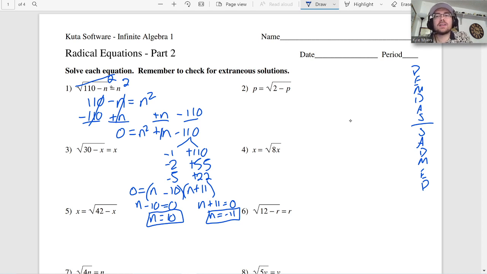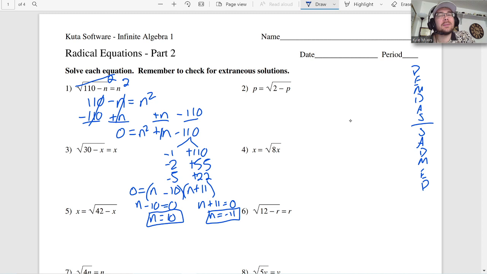So n equals 10. Let's see if that works. N equals 10. 110 minus 10 is 100. The square root of 100 is 10. Check. That works. What about negative 11, though? Let's think about this. Negative 11. 110 minus negative 11. That'd be 110 plus 11, which is 121. The square root of that is 11.